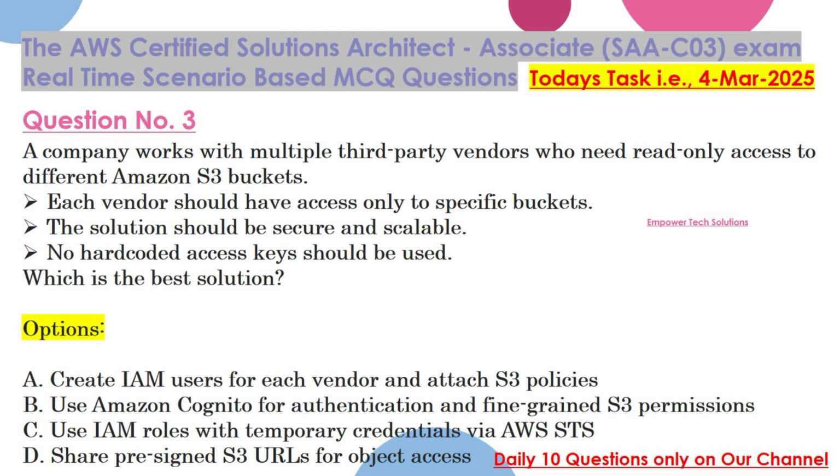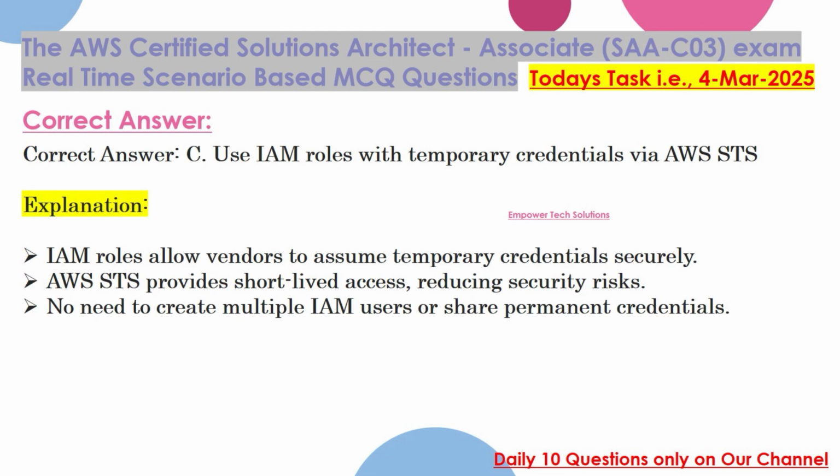Options: A. Create IAM users for each vendor and attach S3 policies. B. Use Amazon Cognito for authentication and fine-grained S3 permissions. C. Use IAM roles with temporary credentials via AWS STS. D. Share pre-signed S3 URLs for object access. Correct answer: C. Use IAM roles with temporary credentials via AWS STS.